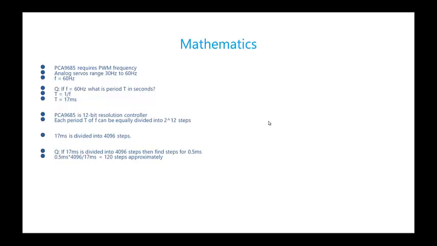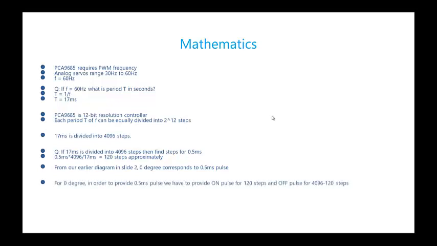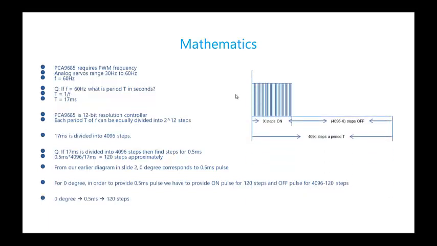which is 120 steps? From our earlier diagram, 0 degrees corresponds to a 0.5 millisecond pulse. In other words, for 0 degrees, in order to provide a 0.5 millisecond pulse, we have to provide an on pulse for 120 steps and an off pulse for the remaining steps. In this diagram, you can see that for X amount of steps, you have to provide an on pulse, and for the remaining amount of steps, you have to provide an off pulse.